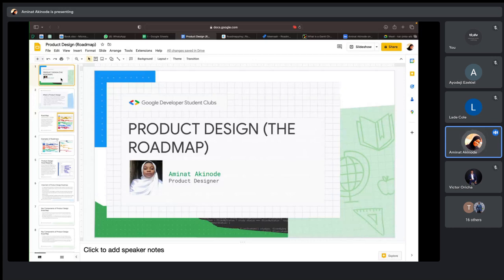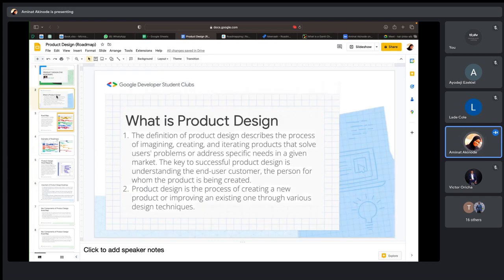Okay. Today the topic given to me is product design and the roadmap. So I'll just do a breakdown of the two: what product design is all about, and the roadmap of what product design entails. If you can't hear me, please let me know so that I can go back. You're audible enough. Thank you very much.